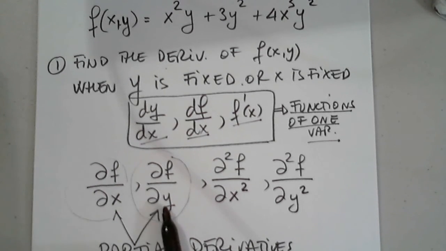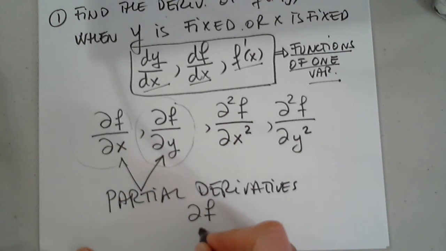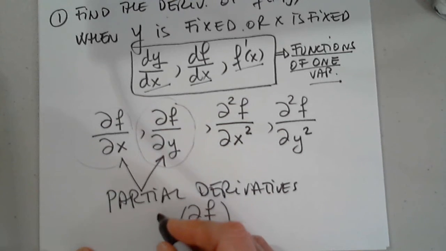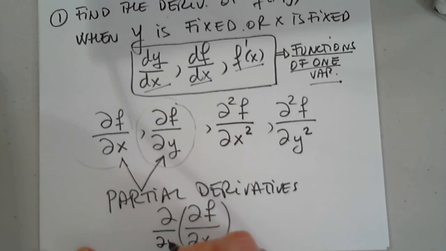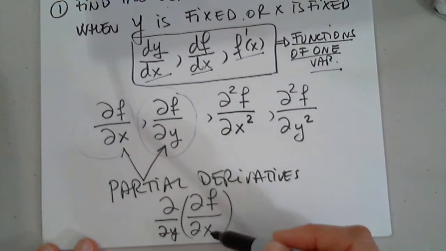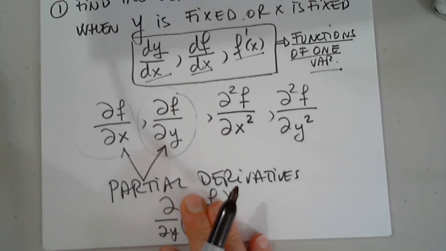So partial derivatives: first partial derivative with respect to x, partial derivative with respect to y, second partial derivative with respect to x, second partial derivative with respect to y. I can also determine df over dx and differentiate it with respect to y. So I find the partial derivative with respect to x, and then that gets differentiated with respect to y.